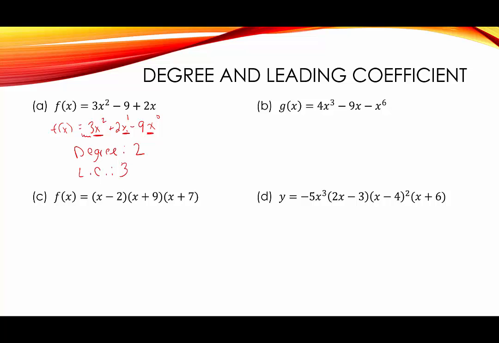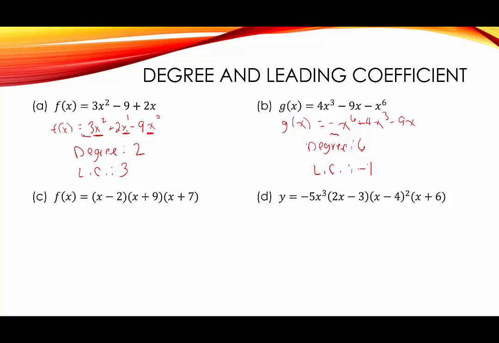In our next example, again, the terms are out of order, so I'm going to rewrite g of x. I'm going to move that negative x to the 6th first, plus 4x cubed minus 9x. Now that the exponents go in descending order, we can see that the degree here is 6, and the leading coefficient, so it's this minus sign, which as a number would be -1.